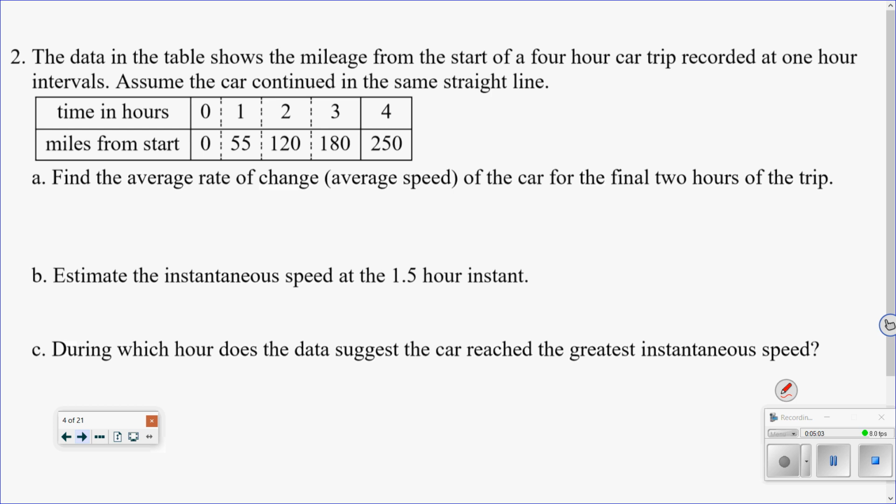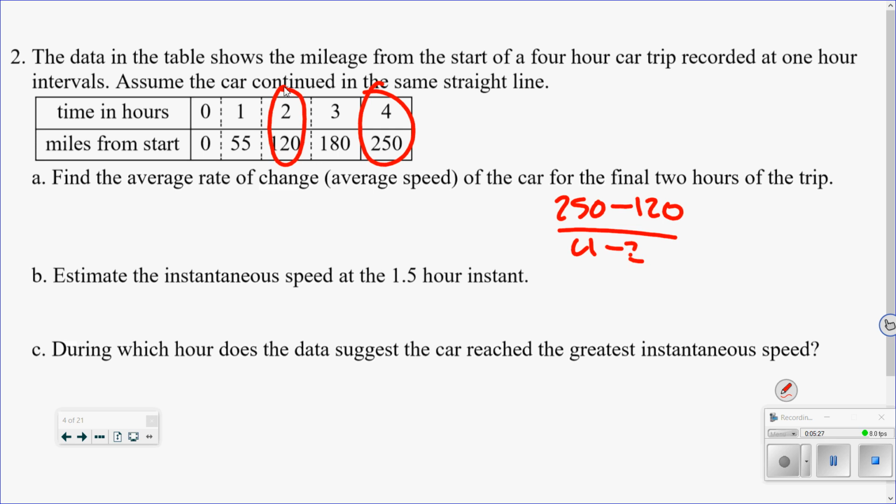So let's do that. Final 2 hours of the trip. So that would be from time equals 2 to time equals 4. Right, that's the last 2 hours. So I just do a y minus y. In this case, the y is my miles. Right, we're doing miles per hour, so miles goes on top. So 250 minus 120 divided by 4 minus 2.